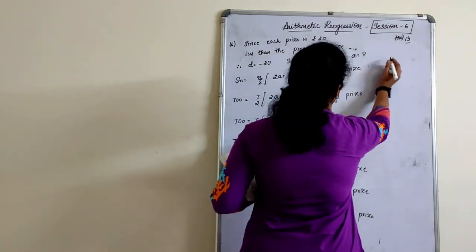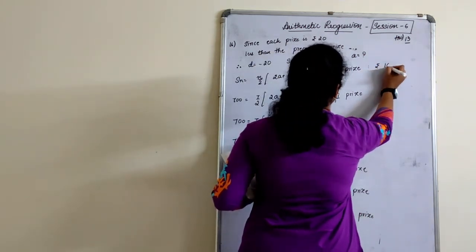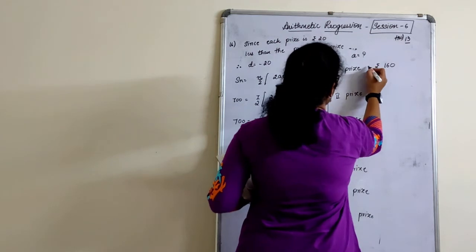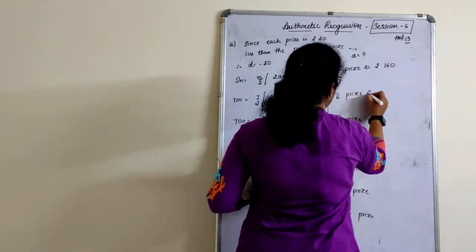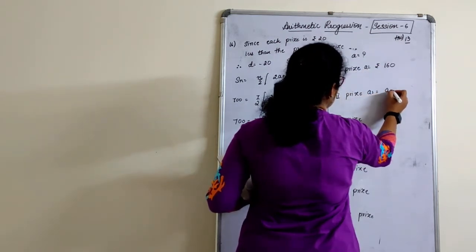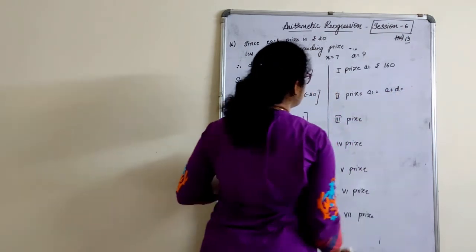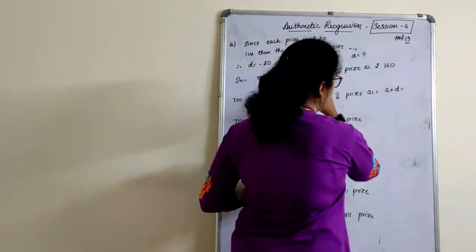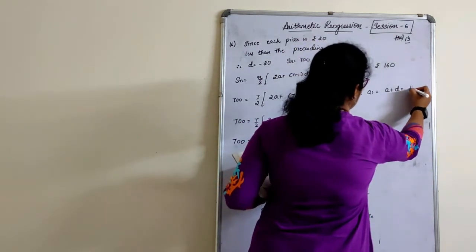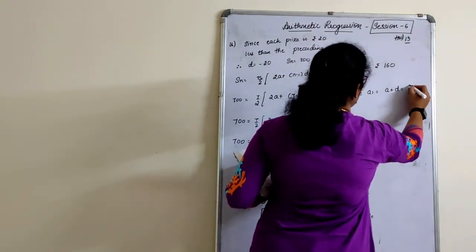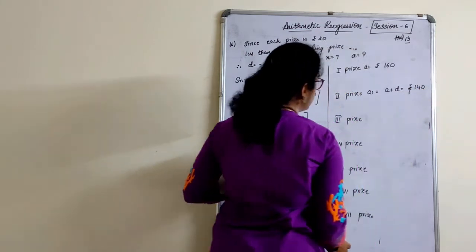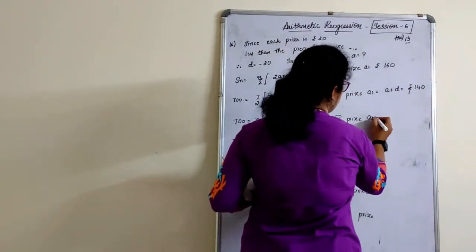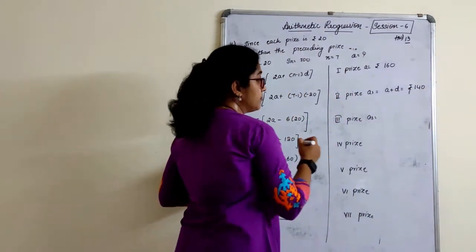So first prize amount is rupees 160. A2, the second prize, is equal to A plus B. So what is A? 160. 160 minus 20, directly I will do it here: rupees 140. Third prize, A3 is equal to 140 minus 20.